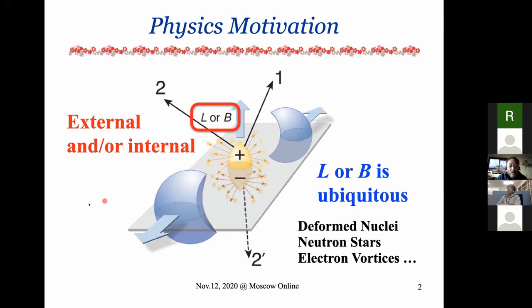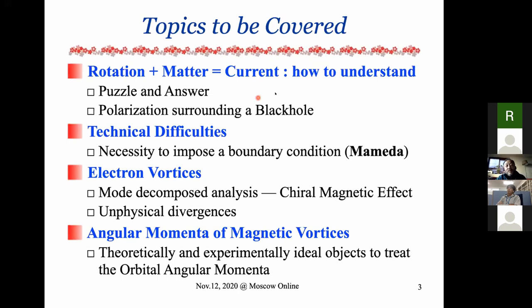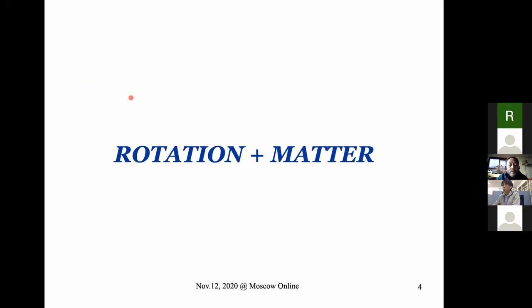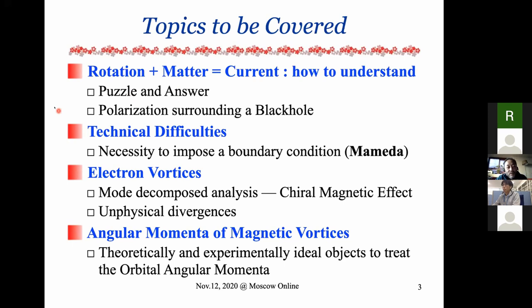Of course, my time is limited, so I cannot cover all interesting features. My talk is focused on four closely related things. The first one is that rotation plus matter creates something interesting. The representative example is a topological current, a current induced by the combination of rotation and the existence of matter. Then there was a puzzling feature, and I will introduce how I understood this puzzle. Then I will briefly show you a calculation of the polarization around a black hole. This is a rather academic thing, but interesting theoretically.